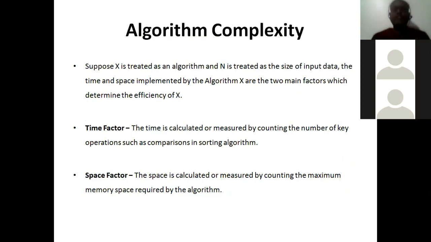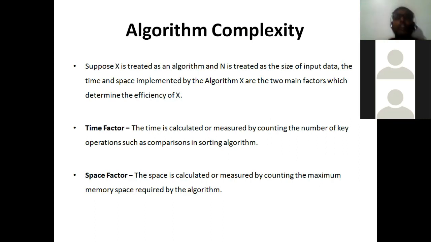So complexity: suppose X is treated as an algorithm. X नाम का कोई algorithm है, and N is treated as the size of the input data. N उसको size लग रहा है input data. N is the size of input data. The time and space required by the algorithm X are the two main factors which determine the efficiency of X.